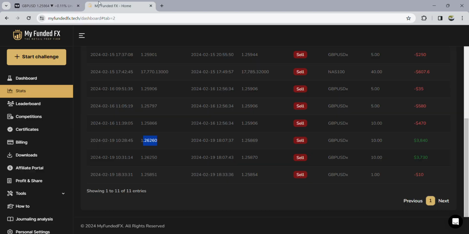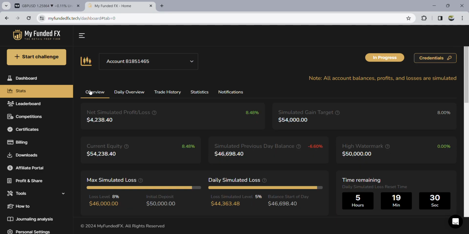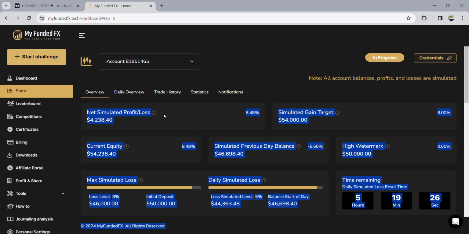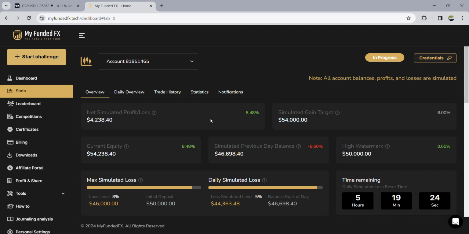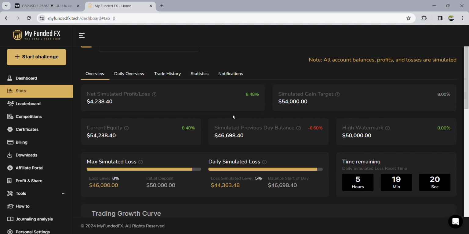And that is how I passed my MyFundedFx in 10 trades, 3 days, however you want to look at it. Simulated, here we go. Now it's showing the right amount. You see, earlier on it was showing something like 6%, 6 point something. Also you see I have a really bad throwdown.